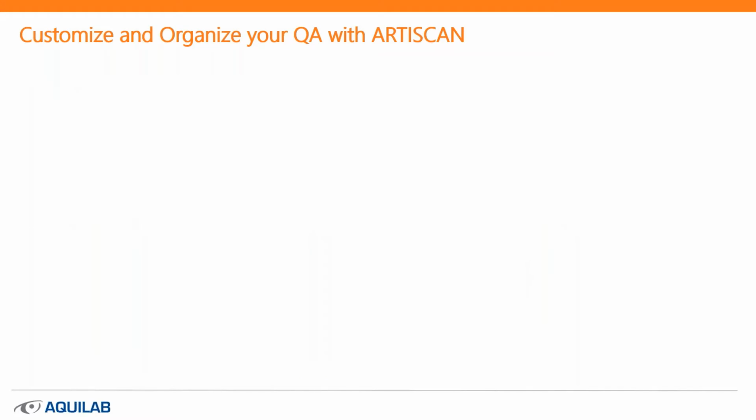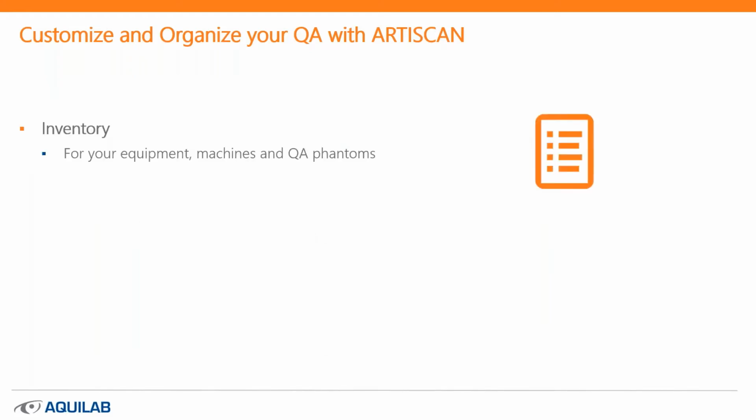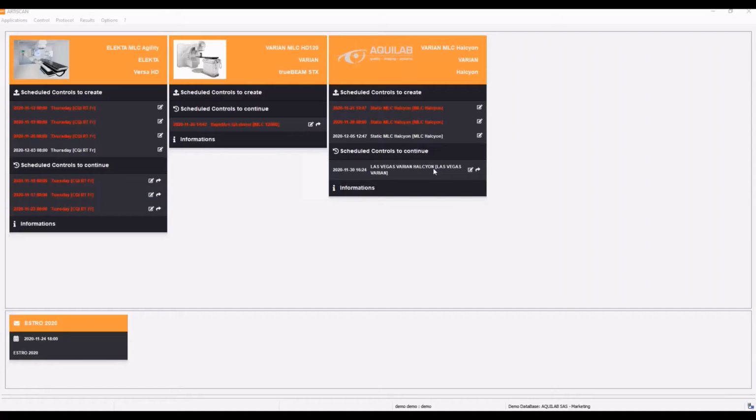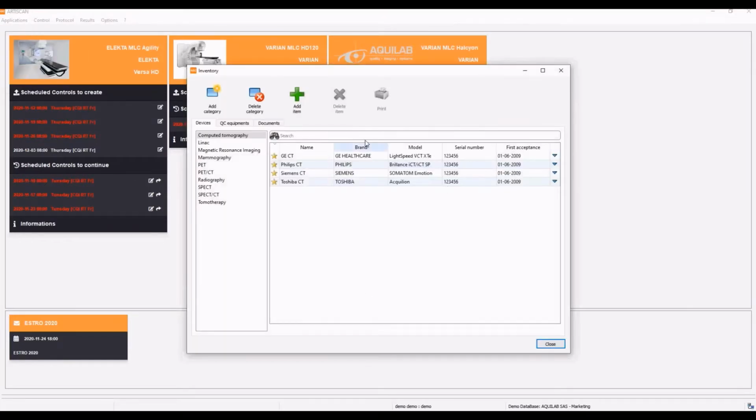So now let's go deeper in how to customize and organize your QA with the solution ARTISCAN. So first of all, an inventory is delivered by default with the solution, and this inventory allows the user to centralize a maximum of information about the equipment, the machines, and the QA phantoms. So let's see in ARTISCAN. So this inventory is available from this menu. It opens this kind of window.